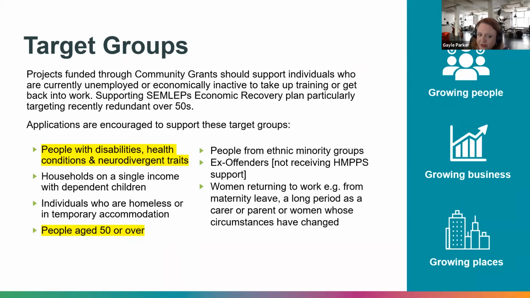So we've identified that people with disabilities, health conditions and neurodivergent traits have been particularly badly affected during COVID, as have people aged over 50. So particularly in areas like Luton, the redundancy rates of people over 50 are very high. So we are focusing on those, but we are still looking at all of those other target groups as well.